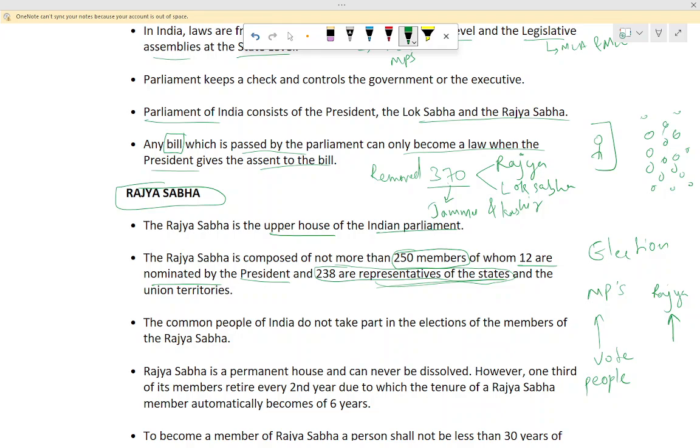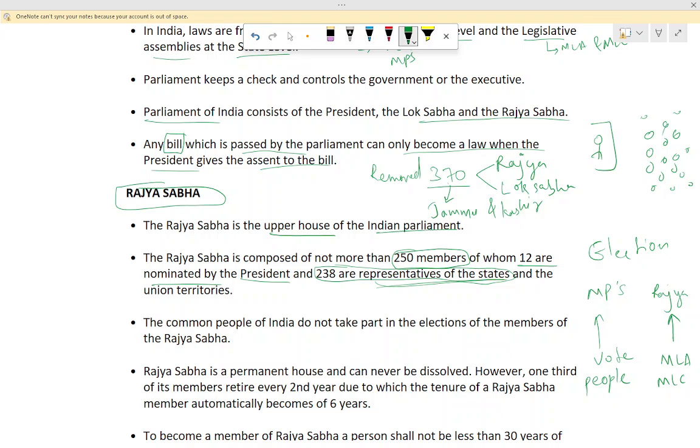Here for the Rajya Sabha, they will be selected by the MLAs and MLCs, that is the state legislators, state representatives, right? The CM is also an MLA only, or he can be an MLC. Yes, the MLAs and MLCs will vote for Rajya Sabha members. Okay, so that is how the upper house happens.